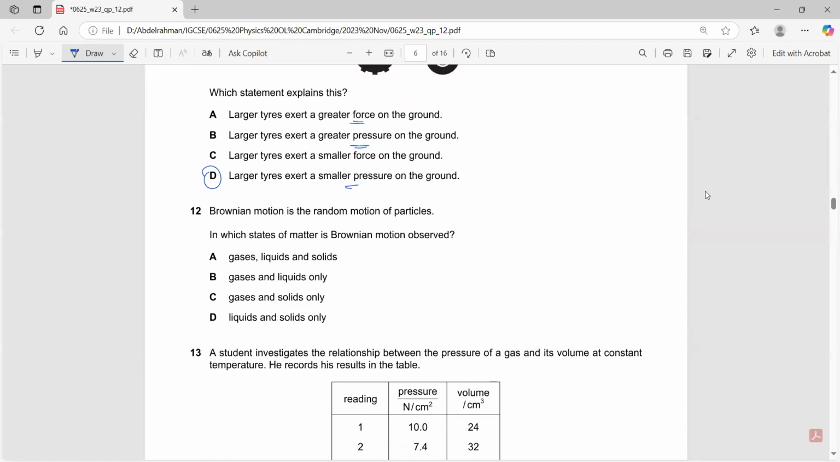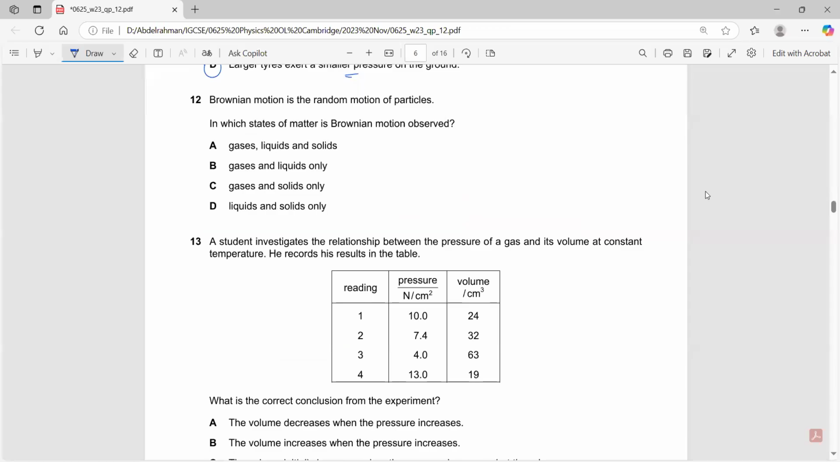Brownian motion is the random motion of particles. In which states of matter is Brownian motion observed? Brownian motion is usually observed in liquids and gases. Yes, liquids and gases.